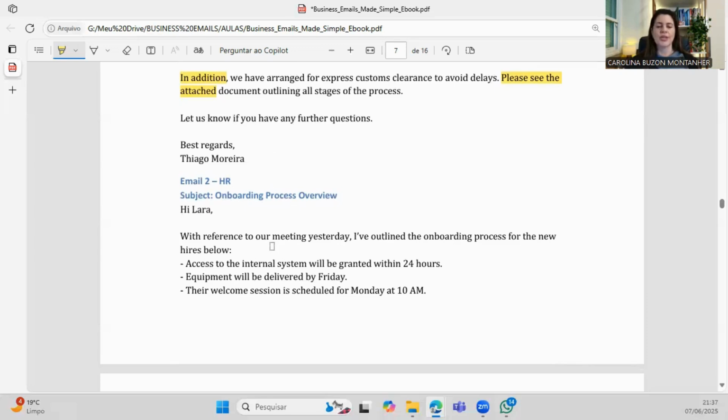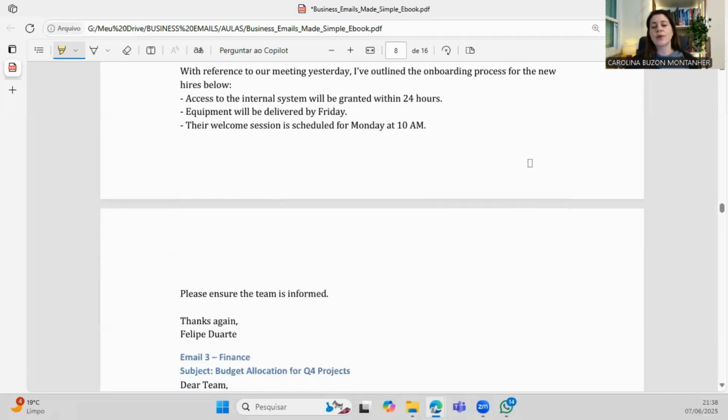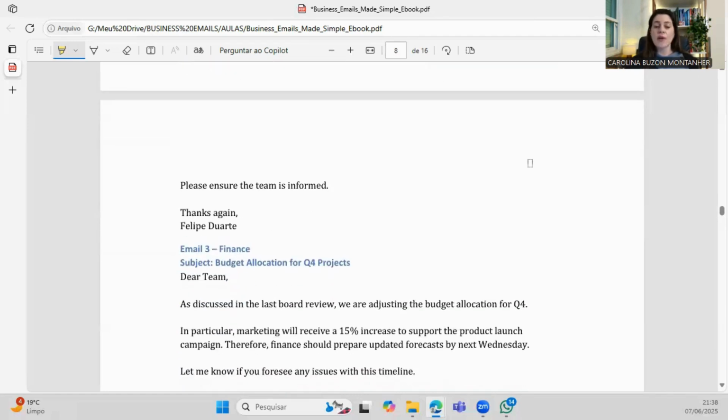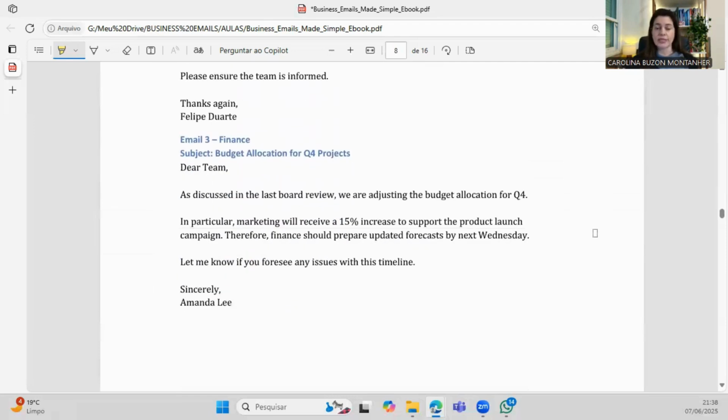Look at email number 2. It's from Human Resources and the objective is onboarding process overview. Hi, Lara. With reference to our meeting yesterday, I've outlined the onboarding process for the new hires below. Access to the internal system will be granted within 24 hours. Equipment will be delivered by Friday. Their welcome session is scheduled for Monday at 10. Please ensure the team is informed. Thanks again, Felipe Duarte. Objective, clearly, more intimacy with the person. Not so polite, no. Sorry. It is polite, but the code is very informal.